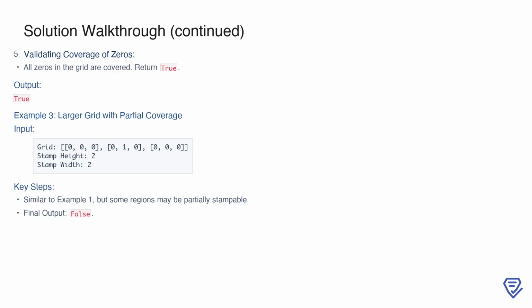For example, in a 3x3 grid with a central 1, partial stampability would lead to a result of false, as not all zeros would be covered. This demonstrates how the algorithm adapts to different grid configurations and stamp sizes.